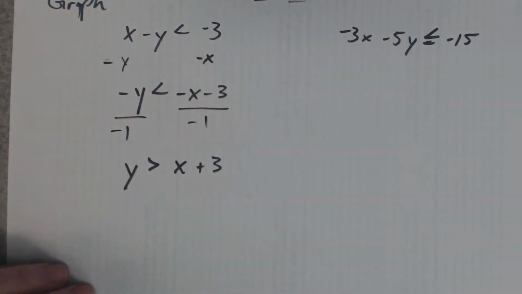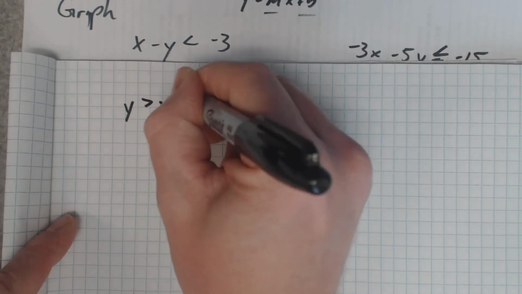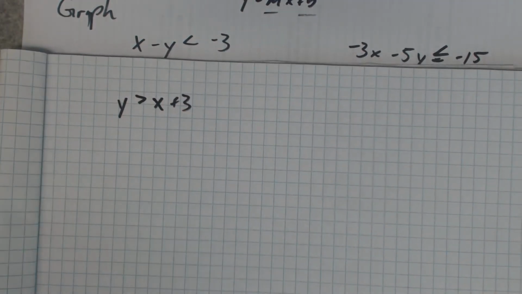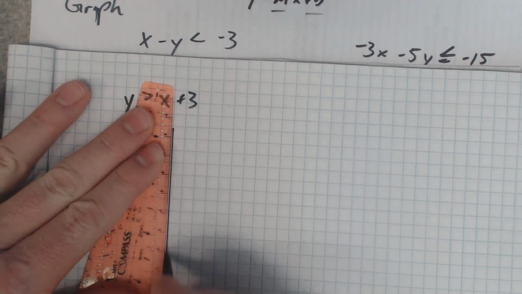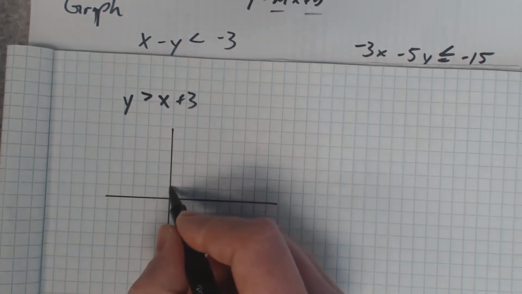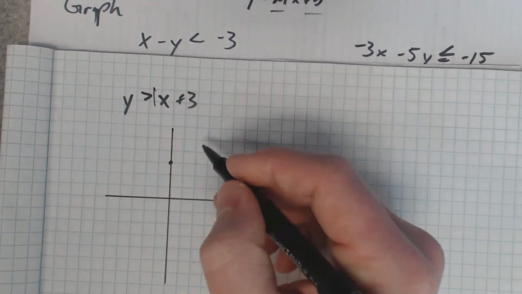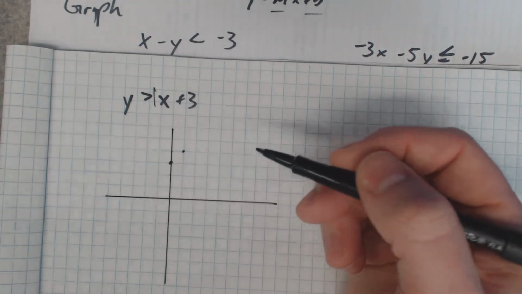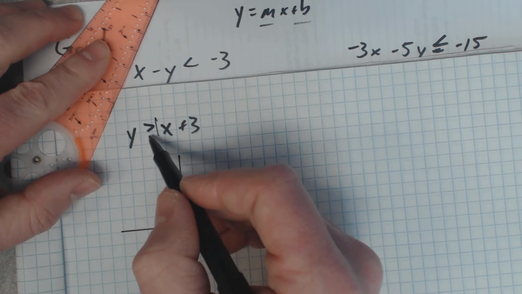So I'll use some grid paper here. Let's see. So we're going to start at 3. 1, 2, 3. Plot a point. We use our slope of 1. So you go up 1 and over 1. And then I'm going to draw not a line, but a dotted line, a dashed line.